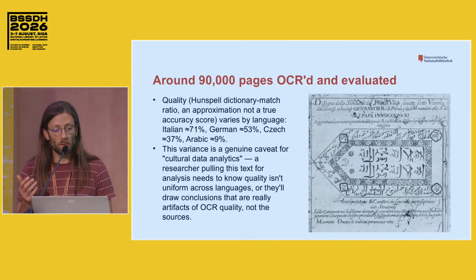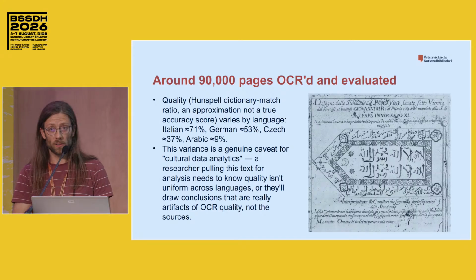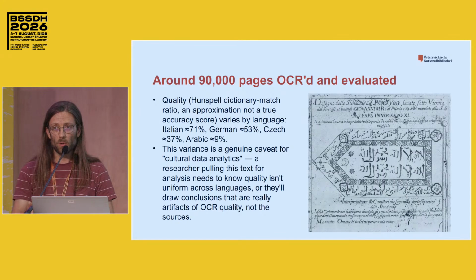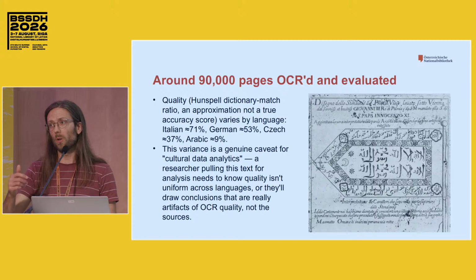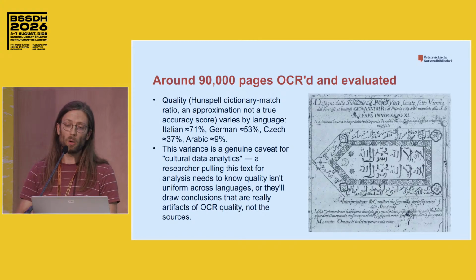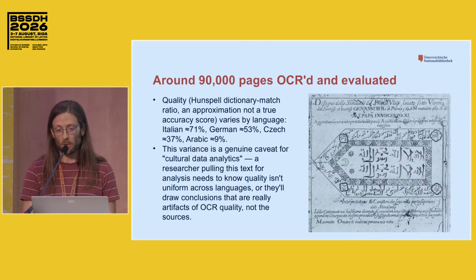This variance in the quality is really important to show and to see, because if you don't know it, then you would think this text is all good, but it's not all good. It depends on the language, and it depends on what you want from this text. If you search for words that are just not there because they were not recognized, then you might think they are not there at all, but that might not be true.